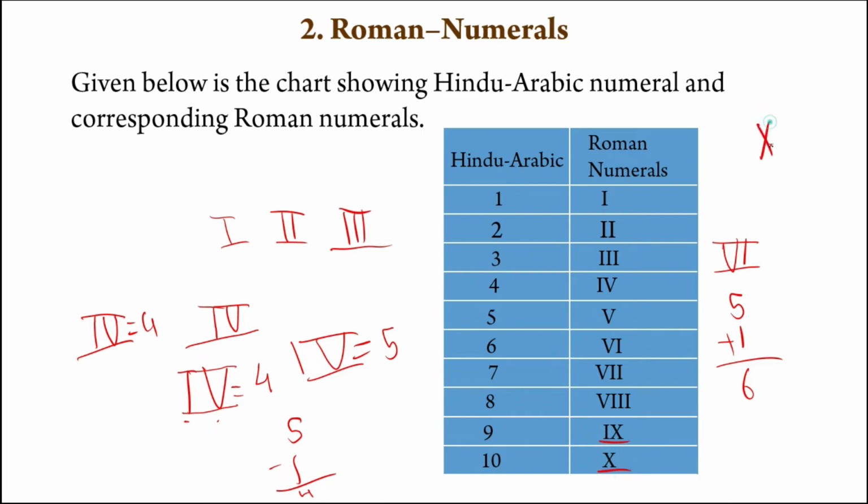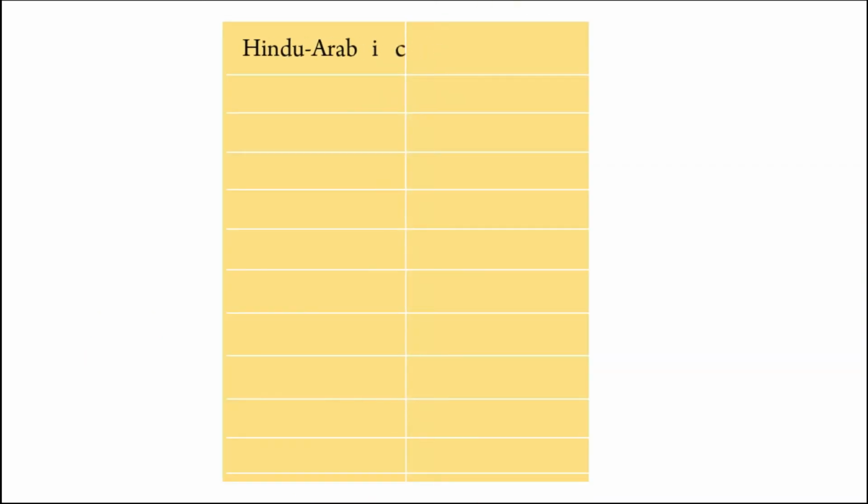So X is equal to 10, and if we put an I before X, then we subtract 1 from 10. So 10 minus 1 is 9. So 9 is equal to IX.